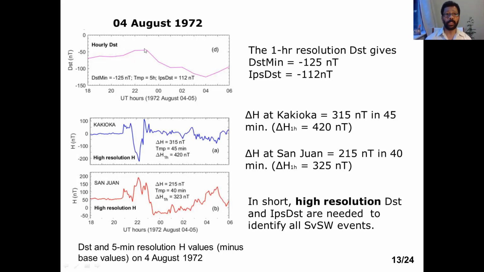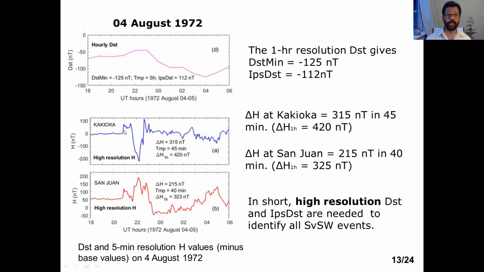Then we realized the problem could be related to the time resolution of the DST data, that is 1 hour. So we went back to the original magnetograms of the DST stations. At 2 stations, Kakioka and San Juan, we got good quality magnetograms. Then we rescaled the magnetograms at 5 minute intervals, and then we calculated the H value. This shows the H value at Kakioka, and this shows the H value at San Juan.